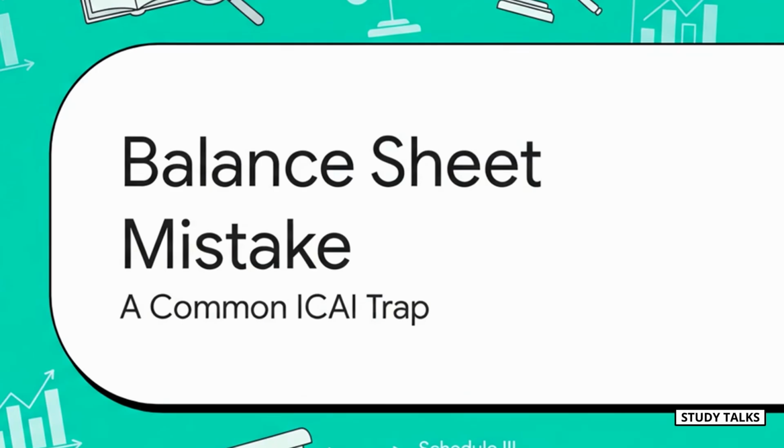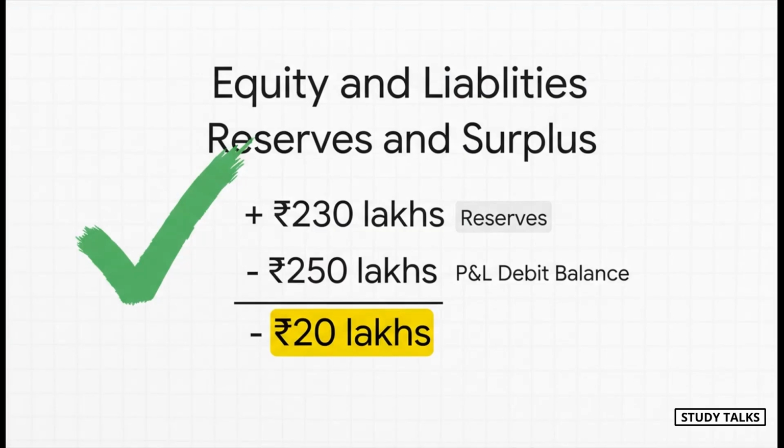The answer to this lies entirely in the correct presentation as per Schedule 3 of the Companies Act 2013. So here it is, the one and only correct answer. Schedule 3 is absolutely clear on this. Any debit balance in your statement of profit and loss, which is just your accumulated loss, is shown as a negative figure under the head reserves and surplus. So you take your positive reserves of 230 lakhs, you subtract the P&L debit balance of 250 lakhs, and that final net negative 20 lakhs figure sits right there under reserves and surplus on the equity and liability side of the balance sheet, not the asset side. Period. This is it. Awesome.